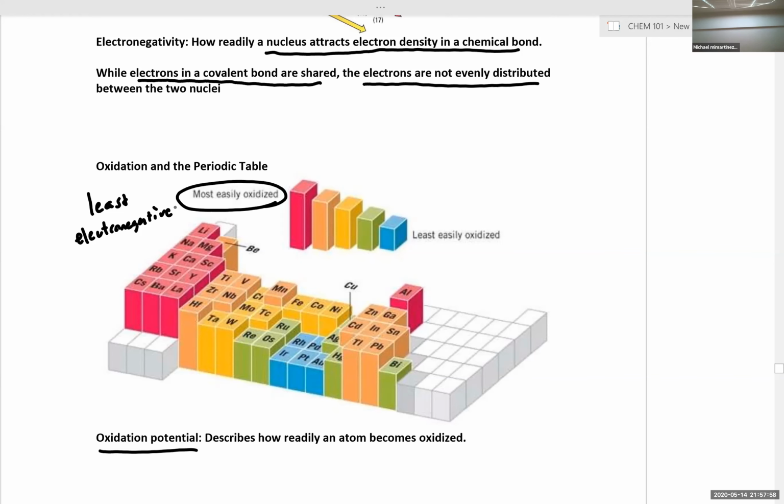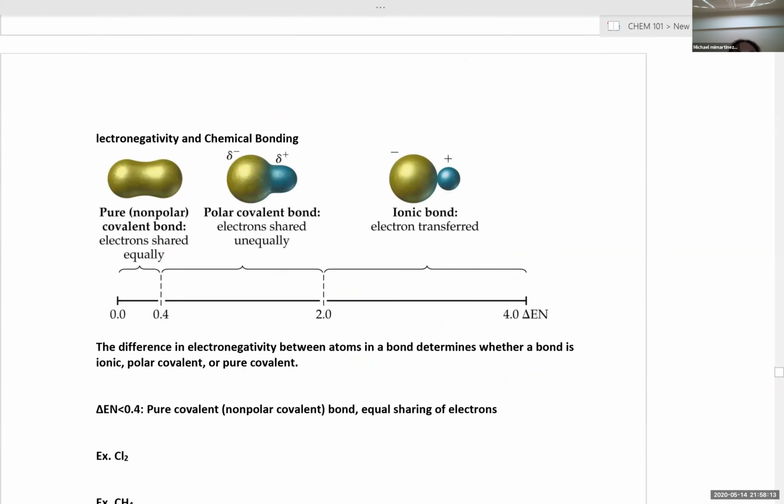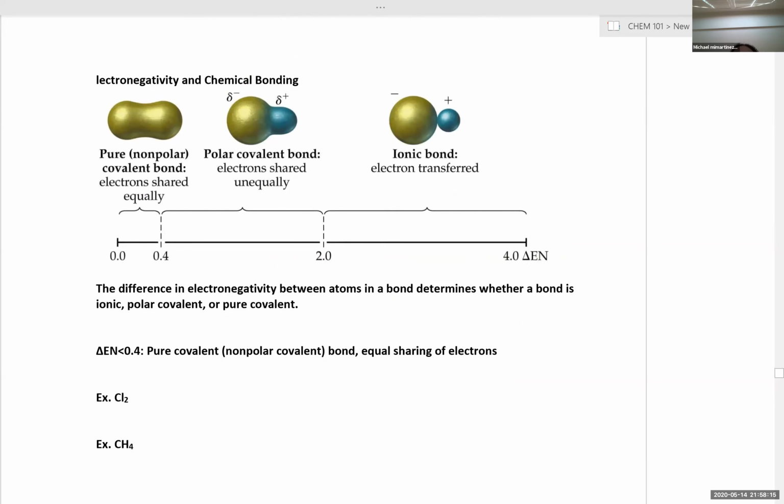So there's a relationship between electronegativity and the capacity of an atom or species to serve as a reducing agent, or in other words, to become oxidized. So we really care about electronegativity because we can describe the nature of a chemical bond by looking at the electronegativity of each of the atoms in our bond.